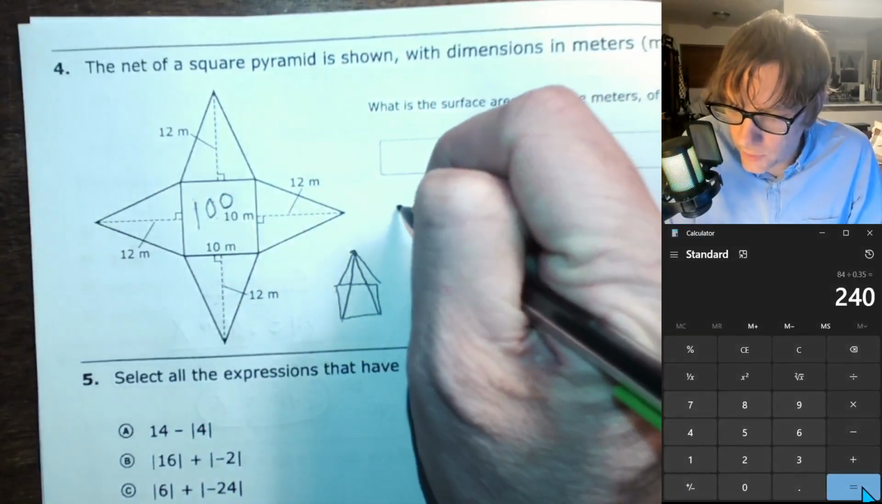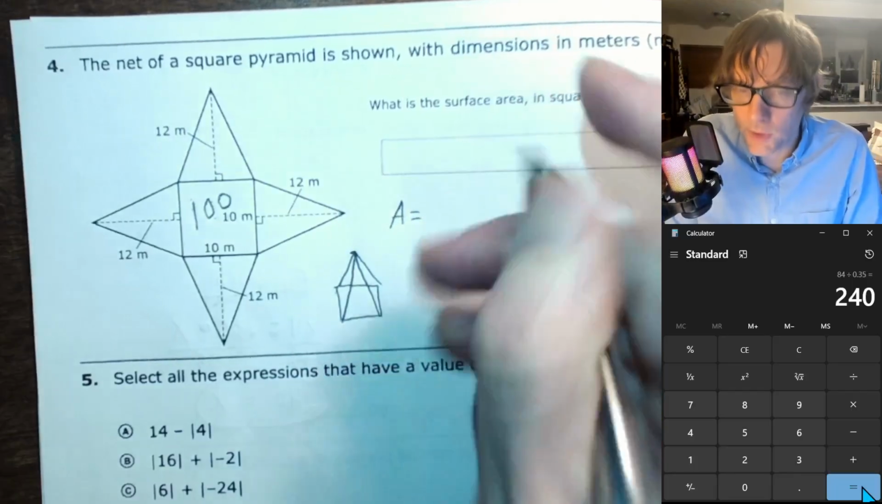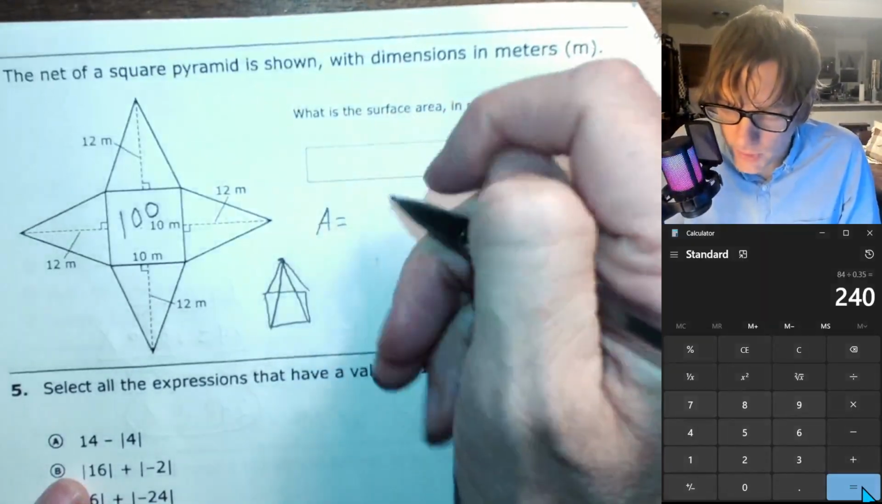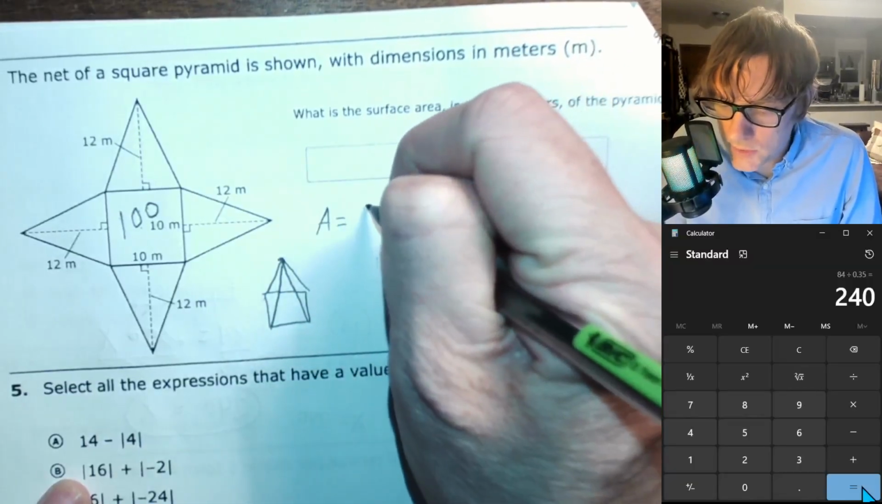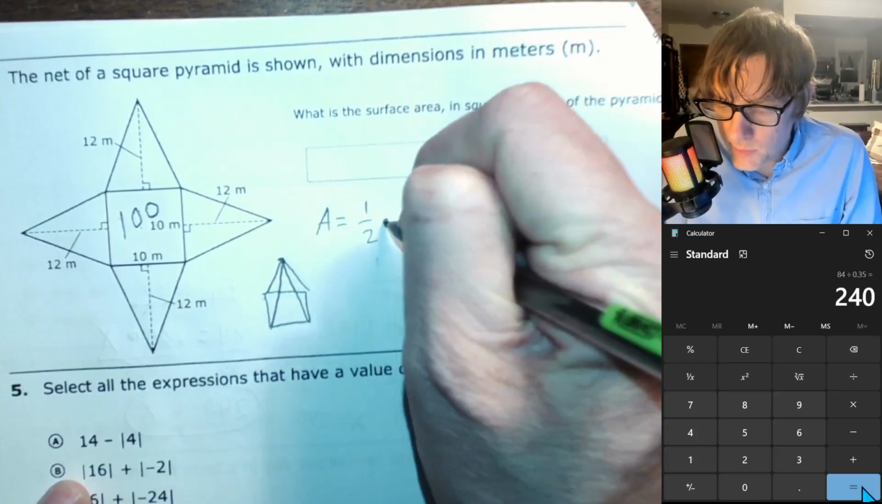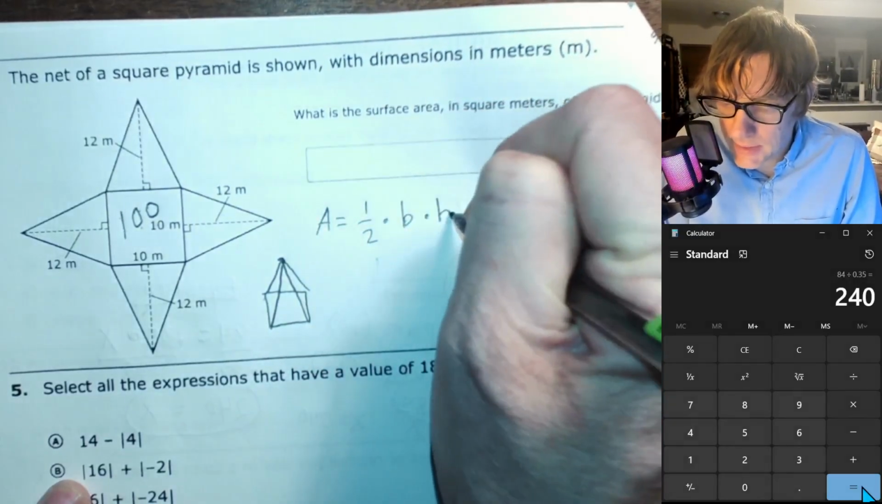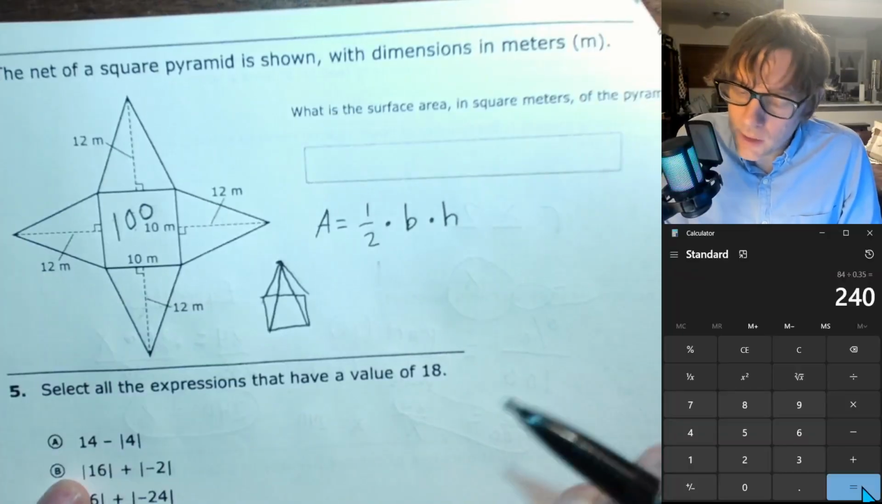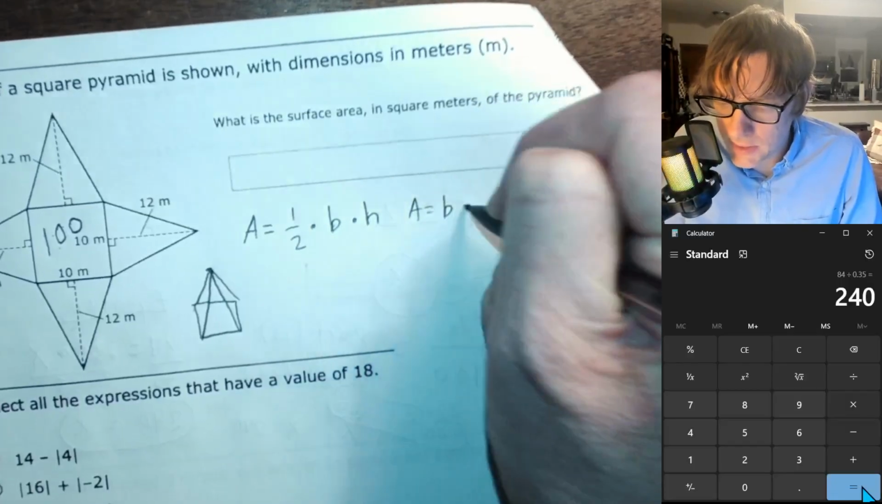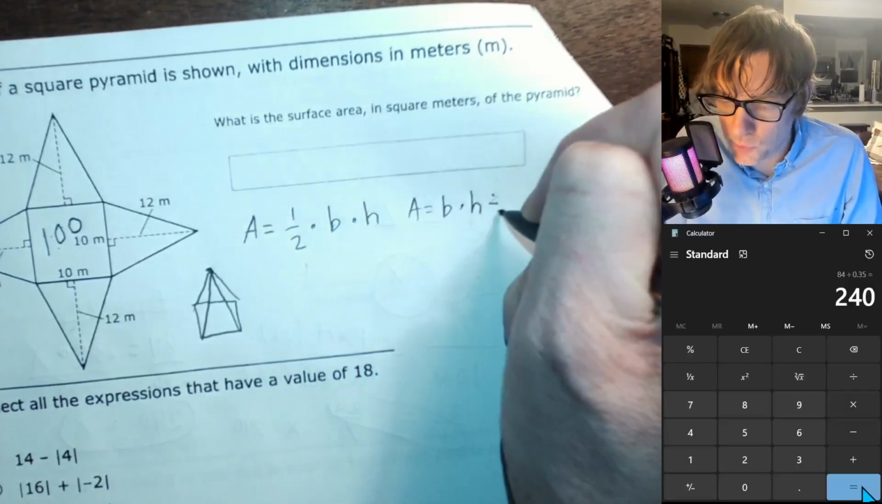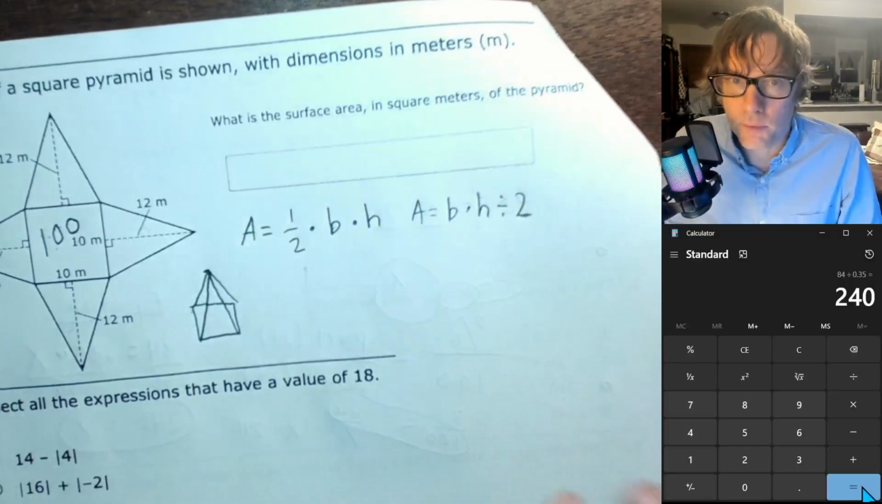You've got to remember the formula for area of a triangle. So I'm going to write it down here. I want you guys to write it down as well and have it memorized. It's not on the reference sheet. So area equals 1/2 times base times height. Another way you can also write it is area equals base times height divided by 2. Either way, it works.